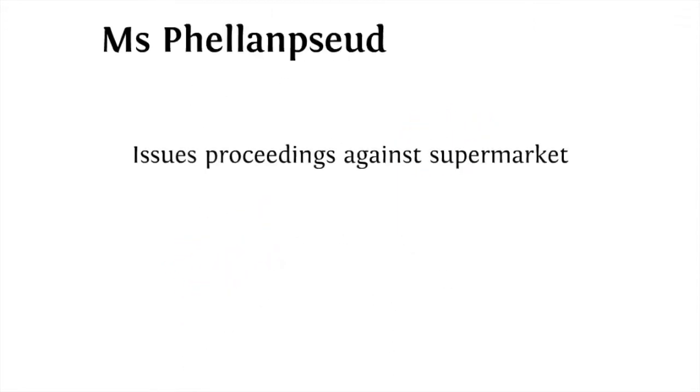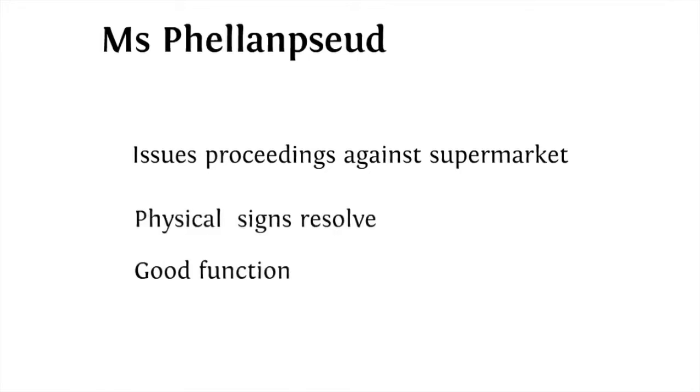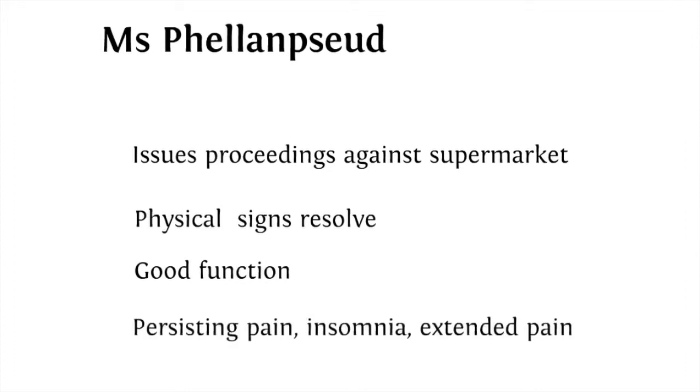Okay, so Mrs. Fellensood issues proceedings against the supermarket. Her physical signs have resolved with her therapy. She's got good function, but she's persisting pain. She's waking at night because of pain, and she has pain extending up her arm now, above the hand and above the wrist, and she's really quite distressed. So she goes to law.